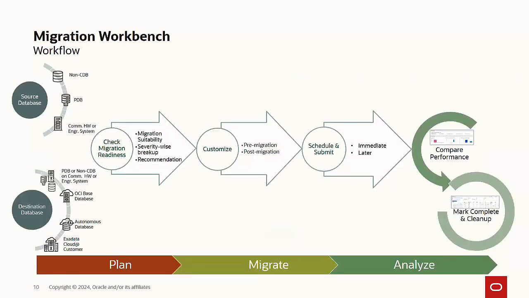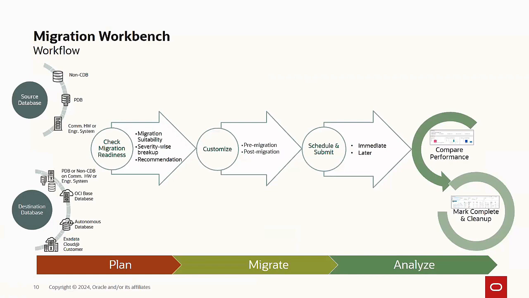So this is the workflow which we execute as a part of Migration Workbench. Workbench has 3 phases: plan, migrate, and analyze, as you see in the picture. You can initiate a new migration activity by selecting a source database and destination database. Source database could be 11G till 19C, non-CDB database, PDB, RAC, single instance databases running on Solaris, Windows, AIX, or Linux platform.